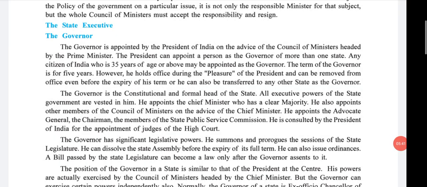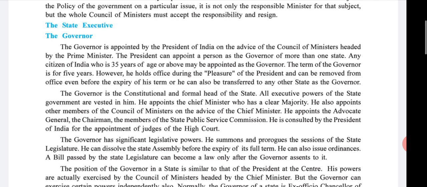Any citizen of India who is 35 years of age or above can be governor. That means for the governor, the minimum age is 35 years. The term of governor is 5 years. For most posts, a term of 5 years is common. Only the age limit is different for each.